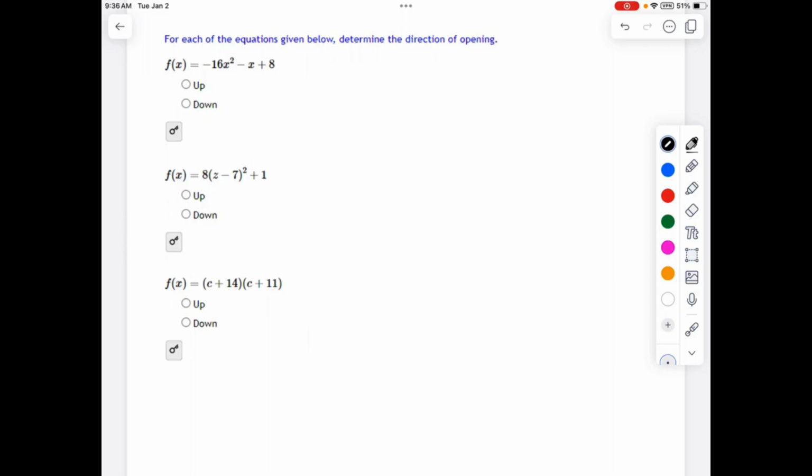For each of the given equations, determine the direction of opening. Direction of opening refers to the graph itself. All of these are quadratics. You can tell because you have two variables. When you multiply, you'll get a squared, and that'll be the highest exponent, which means it's a quadratic.